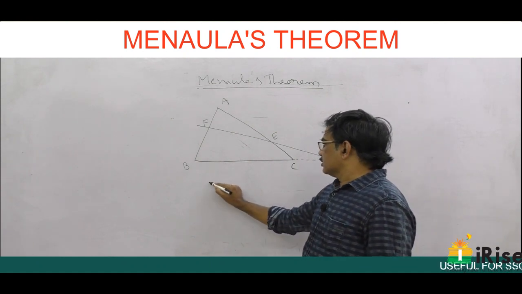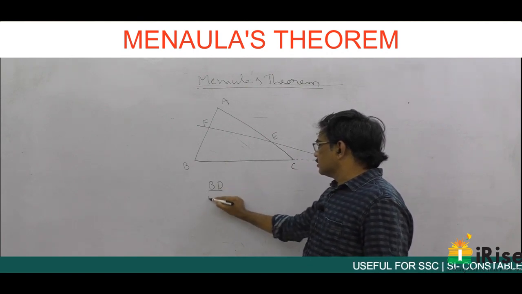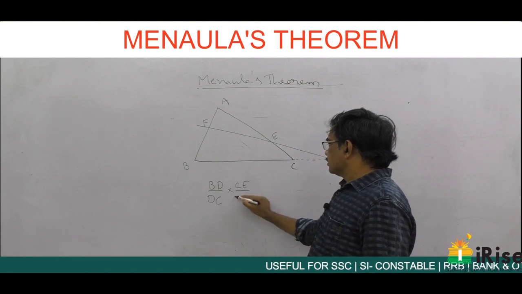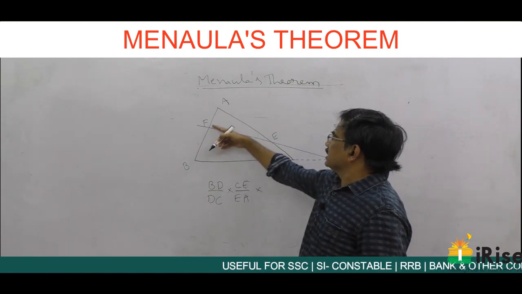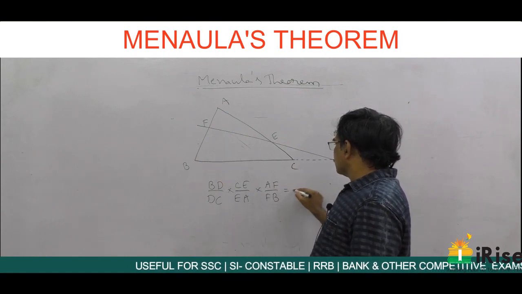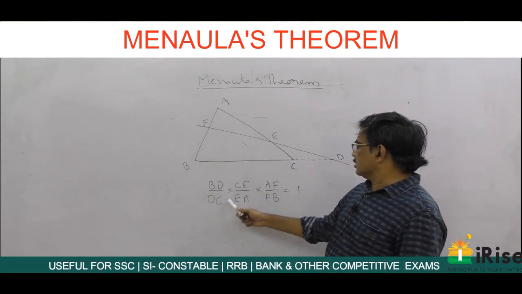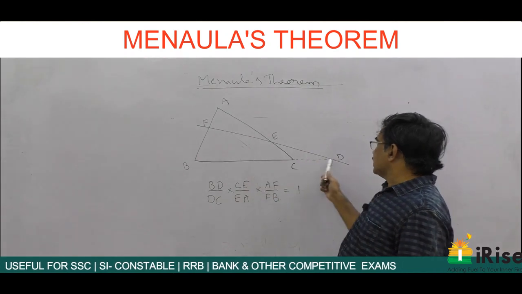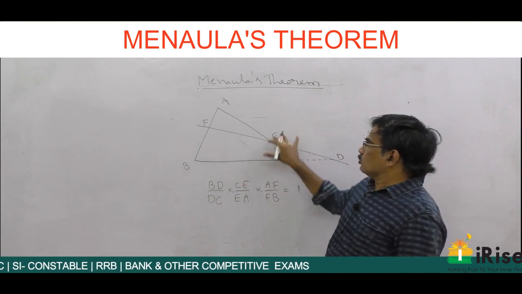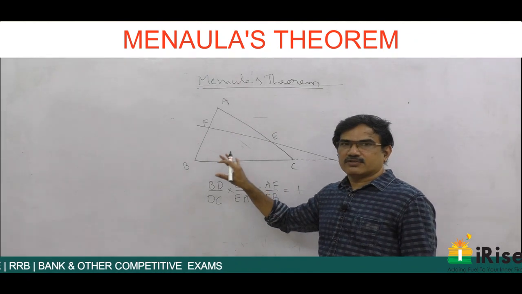Then the same concept: BD by DC into CE by EA into AF by FB is equal to 1. BD by DC, CE by EA, AF by FB is equal to 1. So how to get this one? Here also we have to use the mass point theorem for this concept.